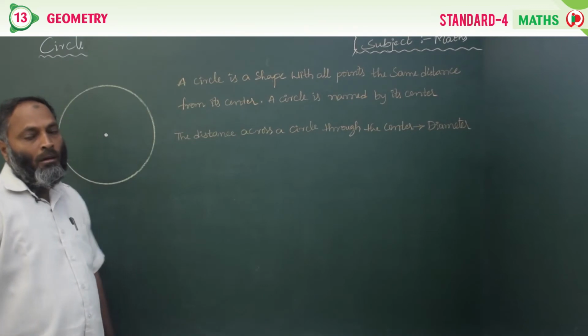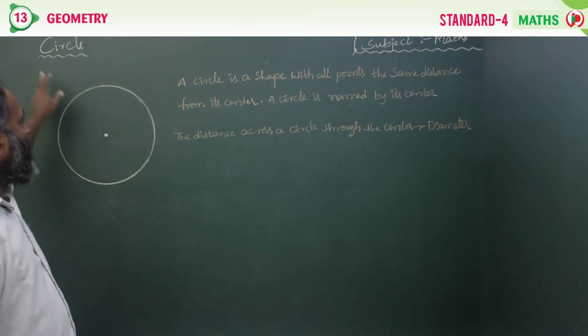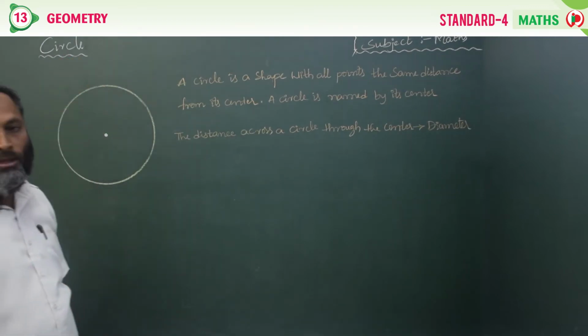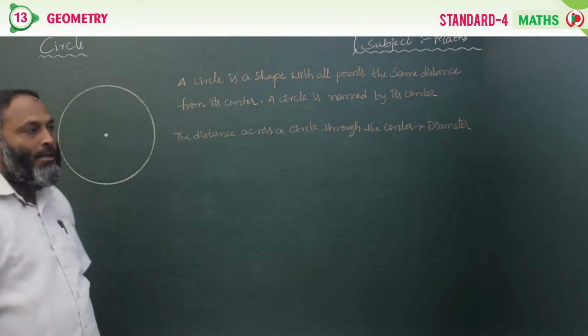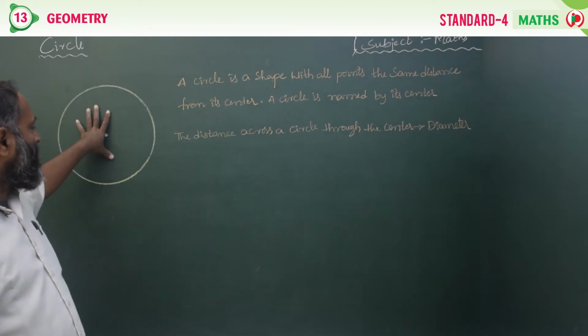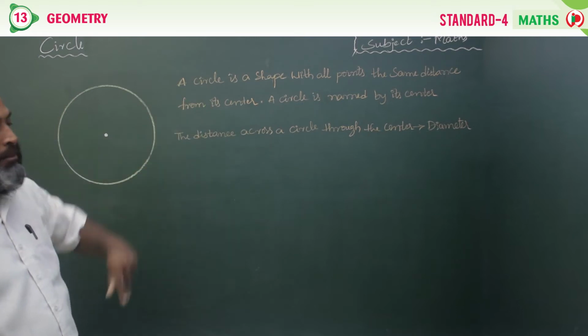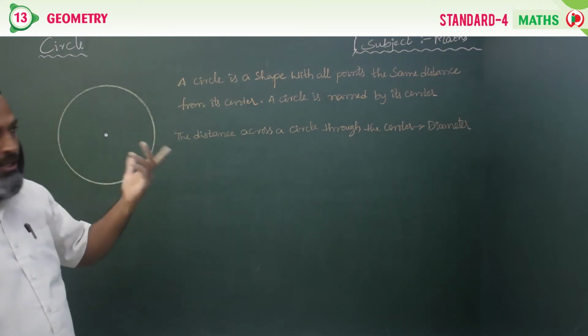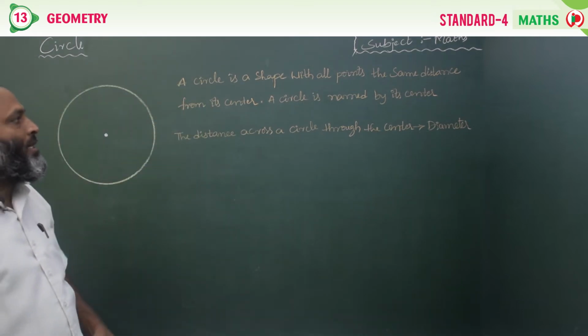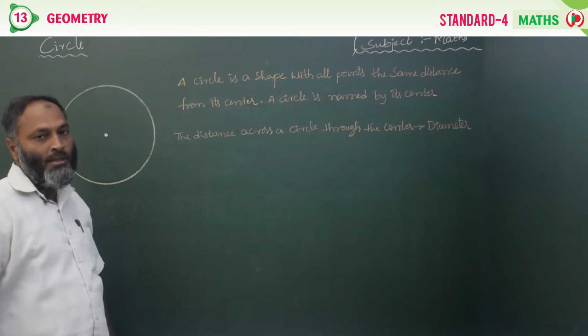Okay. So now the next concept in geometry is the circle. See here, this is a circle. A circle is a shape with all points the same distance from its center.